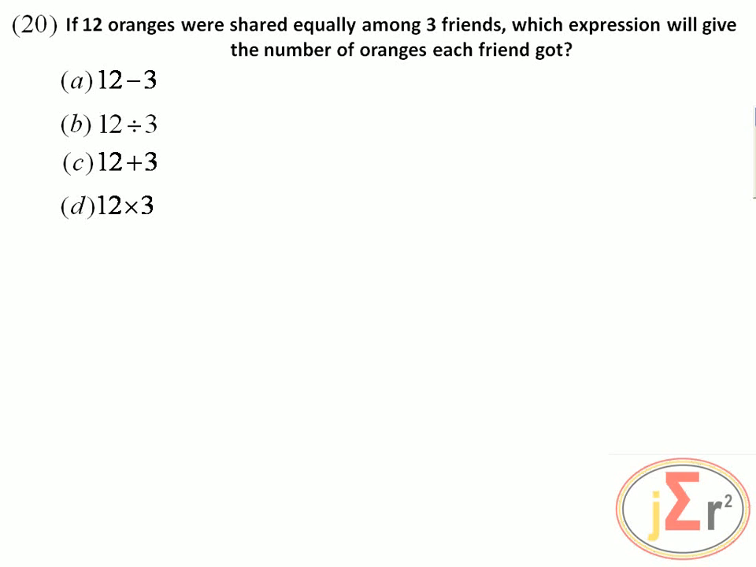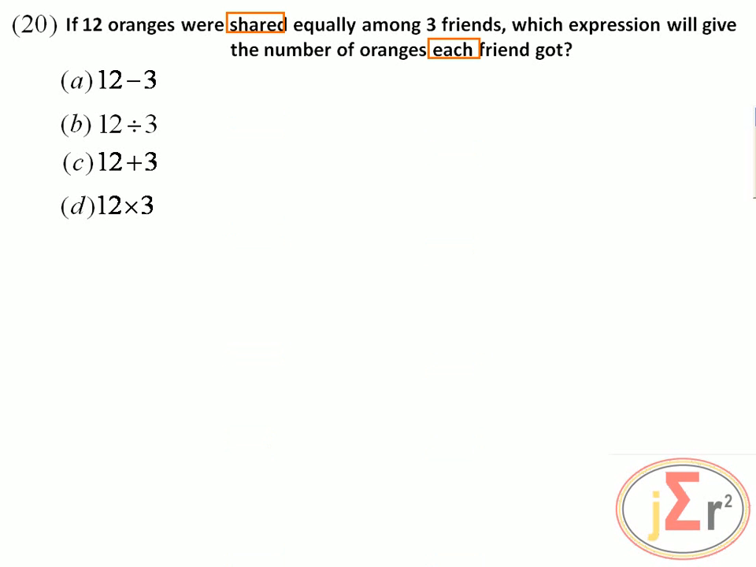If 12 oranges were shared equally among 3 friends, which expression will give the number of oranges each friend got? Option B. Option B, 12 divided by 3. Let's see what we make of it. We are sure that 12 divided by 3 is correct, but we need to pay attention to some special words, and we also need to apply principles strictly.